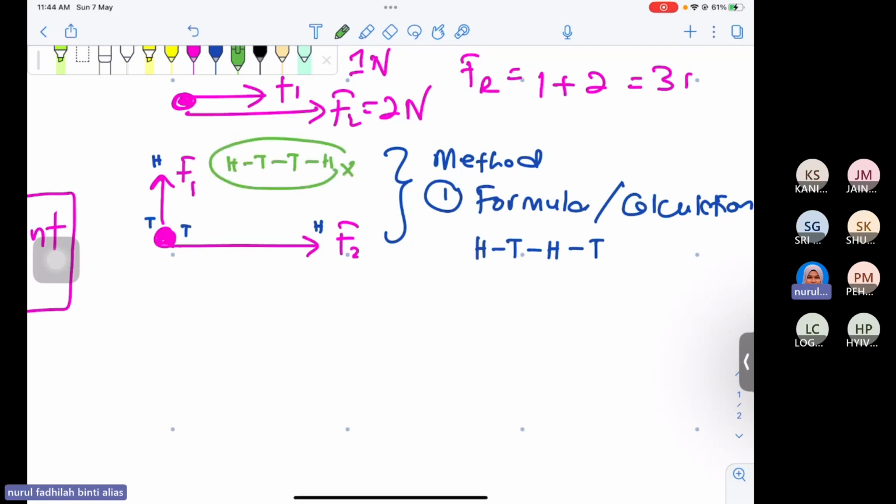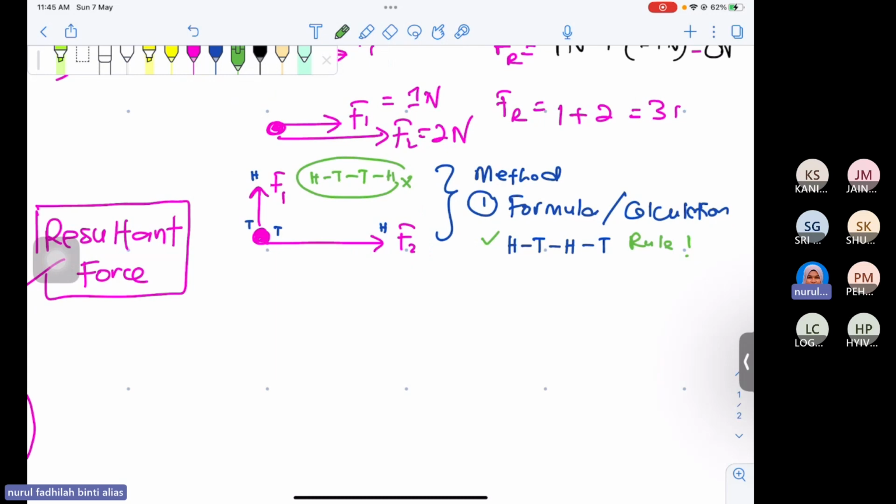Wrong. Not allowed. So you have to follow this: head, tail, head, tail. This is the rule of thumb. Okay, so what you can do is rearrange them. You cannot change the direction, you cannot do anything else, but you can rearrange them.